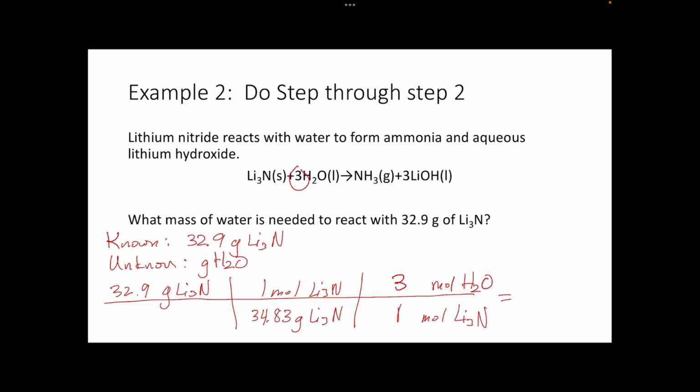All right, I'll do this calculation. And we end up getting 2.8 moles of water. All right, canceling, making sure these all cancel out, and put a box around it, and we are done. All right, that's the end of step 2.